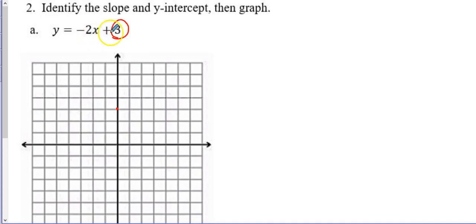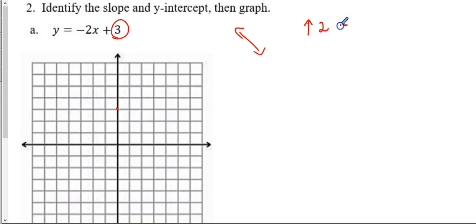Now, I have a negative slope. A negative slope is going to go this way. So if that line doesn't go that way, I did something wrong. So let's see, a negative 2 slope, there's a couple different ways I could go from this y-intercept. I'm either going to go up or I'm going to go down from there. If I go down 2, let's do up 2. If I go up 2, that is a positive direction.